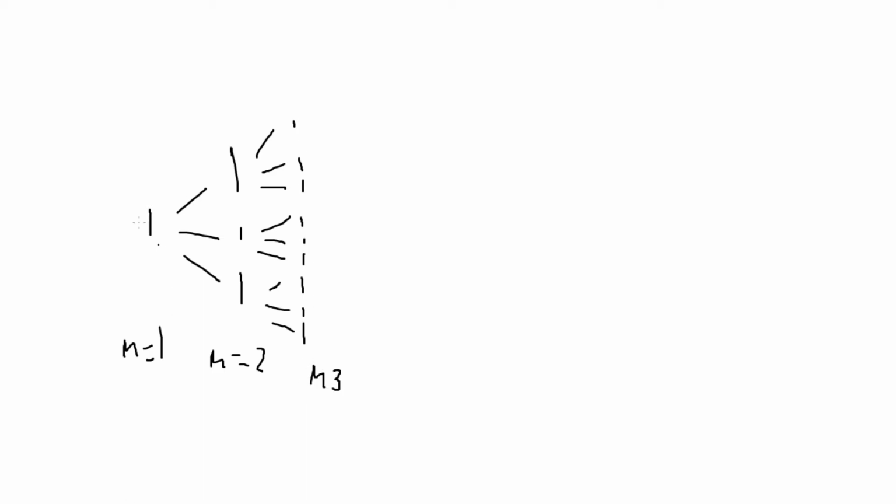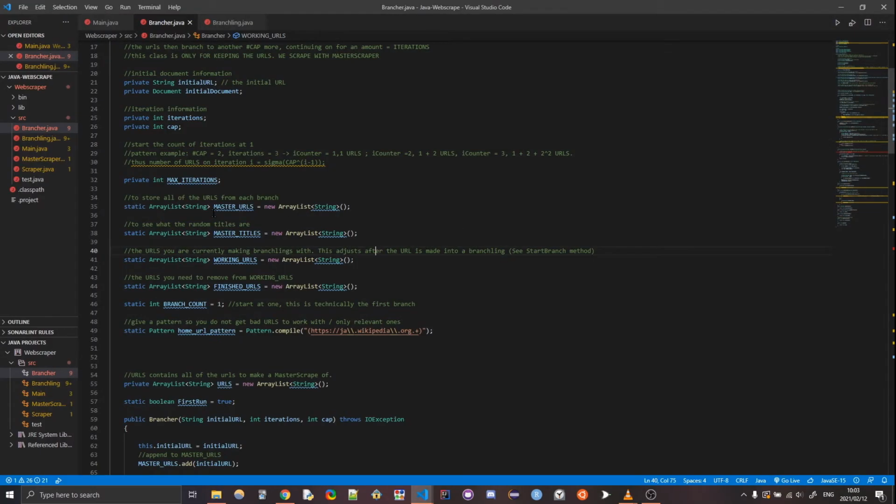So what's the pattern here? Well, in each layer, you're going to have cap to the n minus 1 total documents. Whenever n is 1 and cap is 3, you're going to have 3 to the 0, which is 1. Whenever you're in layer 2, you're going to have 3 to the 1, which is just 3. Then you sum these up: this is 9, this is 3, that makes 12, this is 13. So when I do this and print out the max iterations, you should see 13.